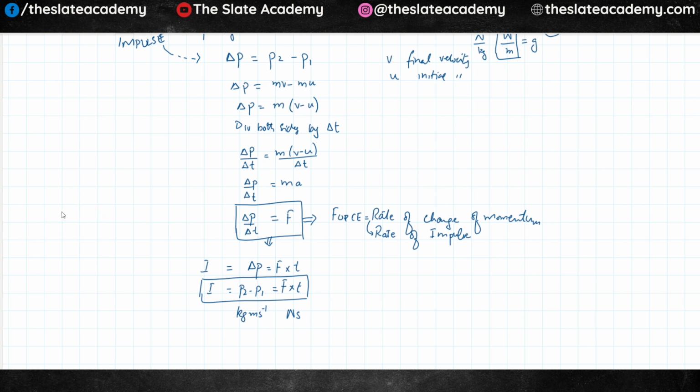Also, on a side note, if I further want to see that Newton is equal to kg meter per second squared, if I multiply it with second, so this is force multiplied by time. So yes, I get kg meter per second. In any case, this is your base unit, and this is your regular unit for impulse. Understood?